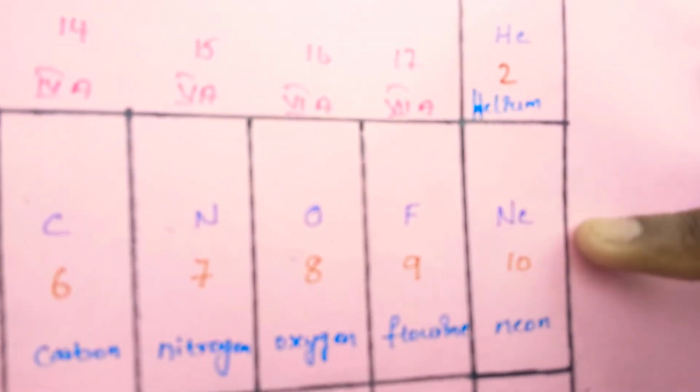Carbon. Atomic number is 6. Nitrogen. Atomic number is 7. Oxygen. Atomic number is 8. Fluorine. Atomic number is 9. And neon. Atomic number is 10.